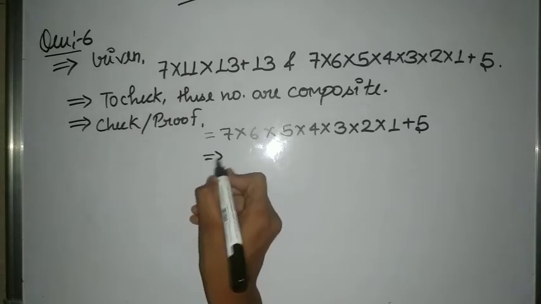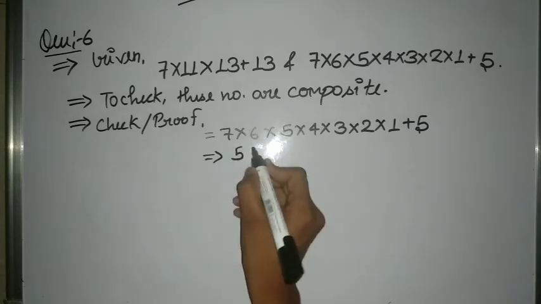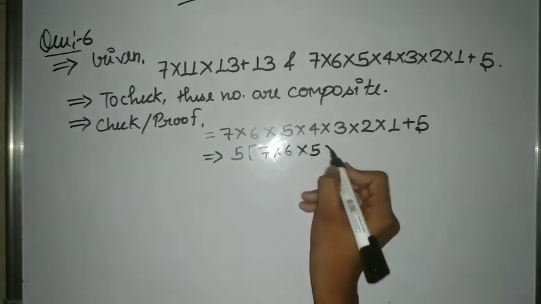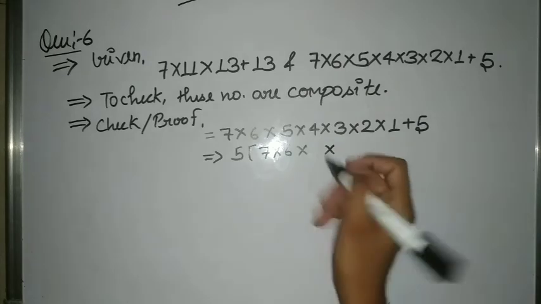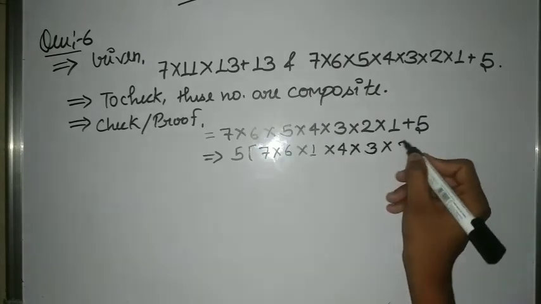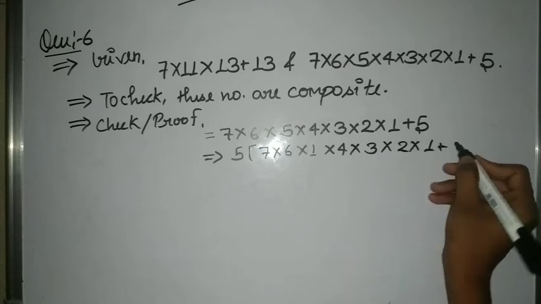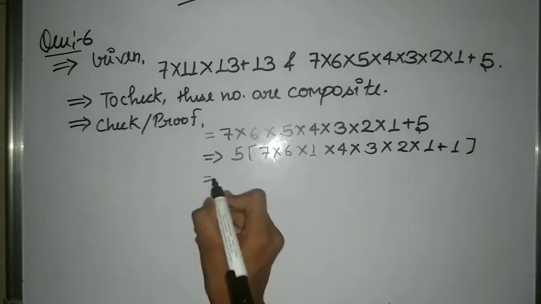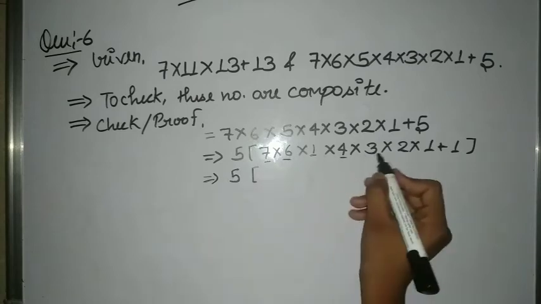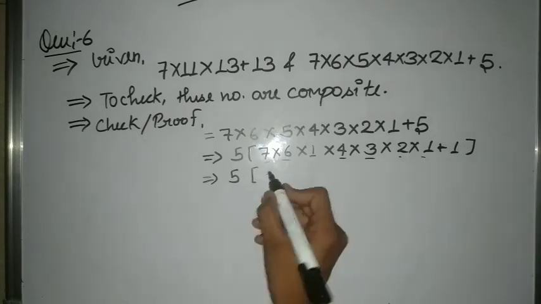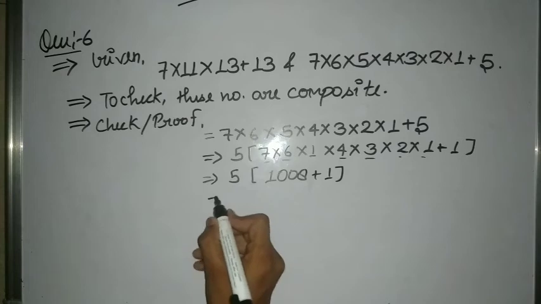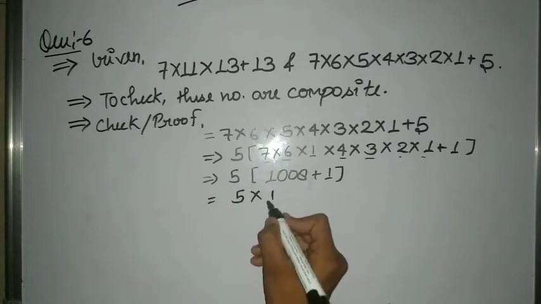So now we have solved it like that. Here 5 is the common factor, so we write 1 instead of the 5 that is written there. So 1 into 4 into 3 into 2 into 1 plus 1. Now we are solving it. When we multiply all the digits here, we get 7 into 6 is 42, 42 into 4, and so on. Solving it, we get 1008 plus 1, so after solving we get 109.